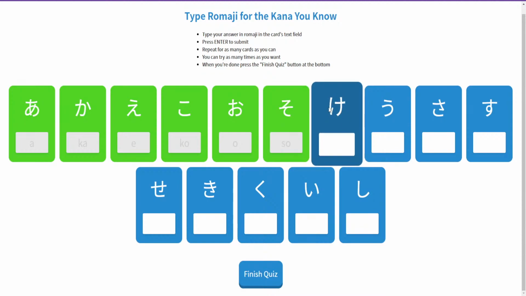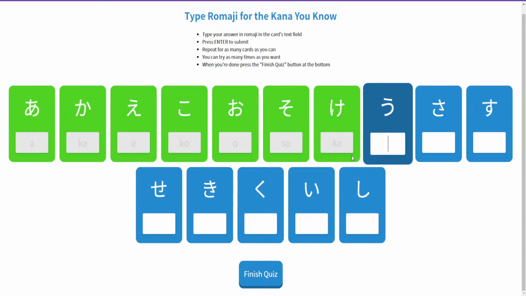Next up, this kana is rounded on the sides, makes it look a little bit like a keg. Ke. Nice. Noob, you're killing it. Lemon, good job. Okay.